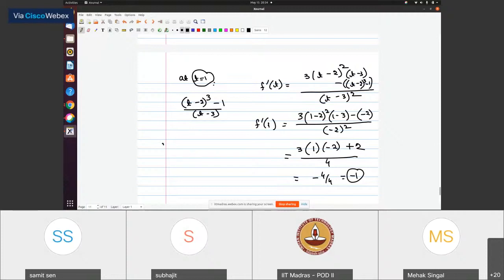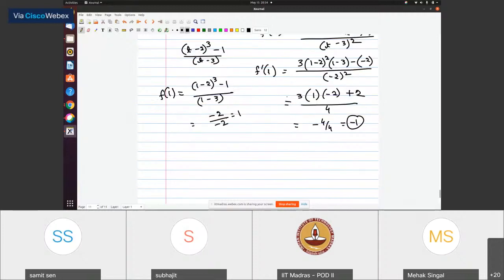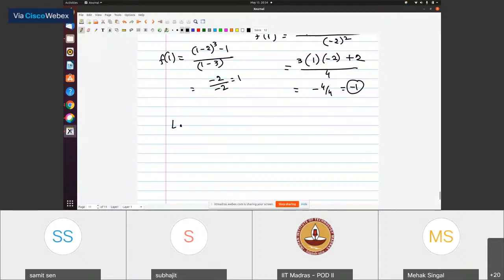What is f of 1? f of 1 we also need. f of 1 is (1 minus 2) whole cube minus 1 over (1 minus 3). So this is minus 1 minus 1, that is minus 2, by minus 2. So this is 1. f of 1 is 1. So the linear approximation is L(t), which is f dash 1 into (t minus 1) plus f of 1, right? So f dash 1 is minus 1 times (t minus 1), plus 1.